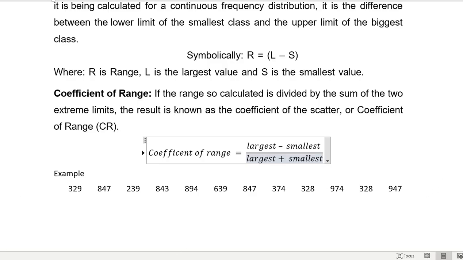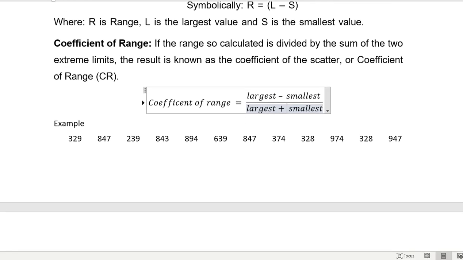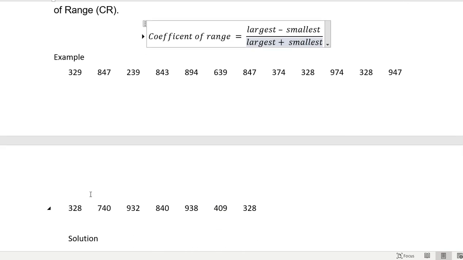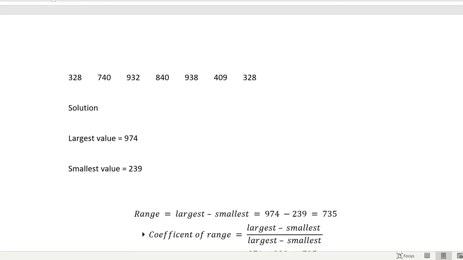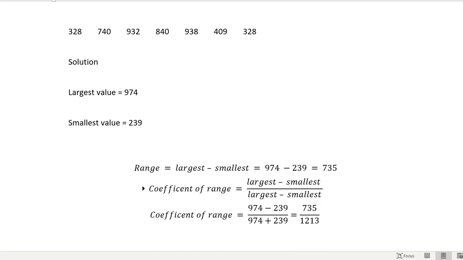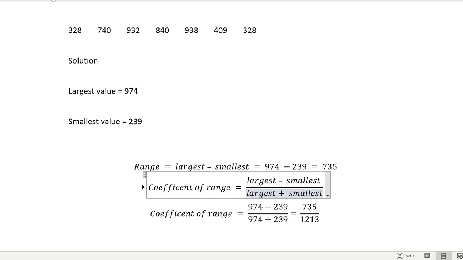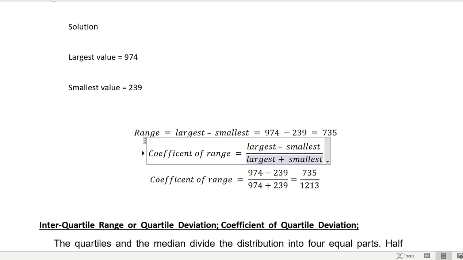Now this is an example where we have ungrouped data. The question is that we have this data. We don't need to arrange it, we just have to find the maximum and minimum values. The largest value is 974, the smallest value is 239. We are ignoring the rest of the observations. The difference is the range. The coefficient of range is largest minus smallest divided by largest plus smallest. So this is how we can easily find the range and coefficient of range.